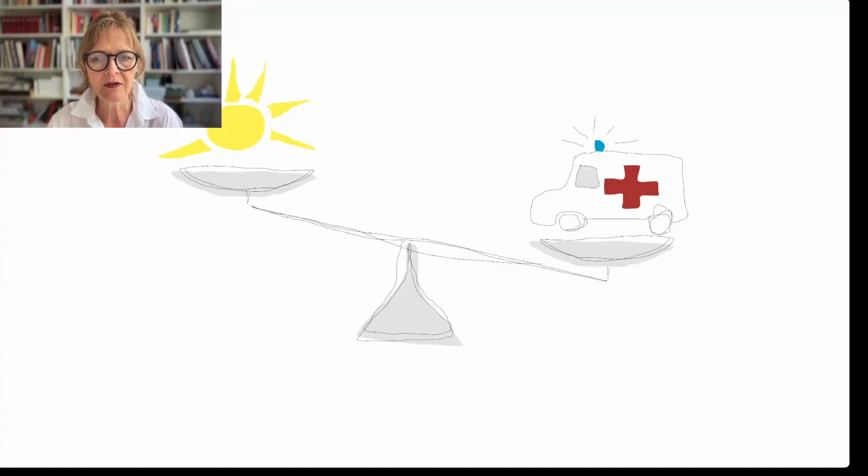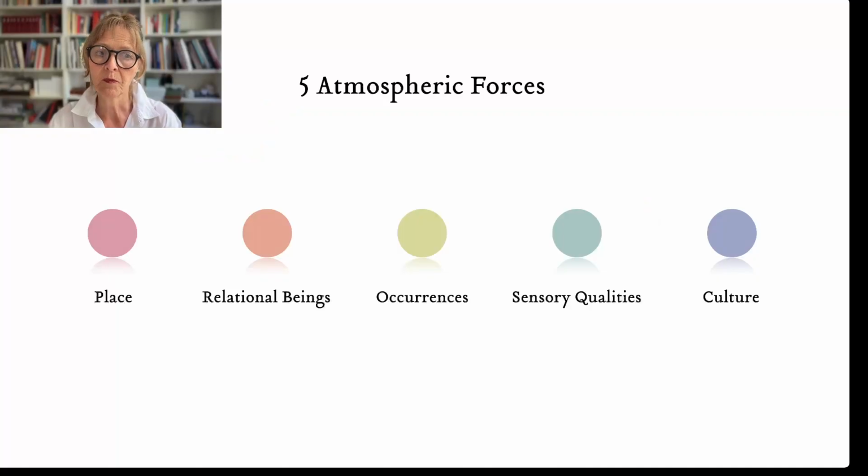Through reflection, testing, and experiential analysis, I have identified 5 such atmospheric forces. They are always co-present in any atmosphere. Each of the 5 can become so dominant that it transforms the atmosphere entirely. The countless particulars that shape atmospheres can be grouped under these forces. The forces are place, relational beings, occurrences, sensory qualities, and culture. Each will now be introduced in turn.